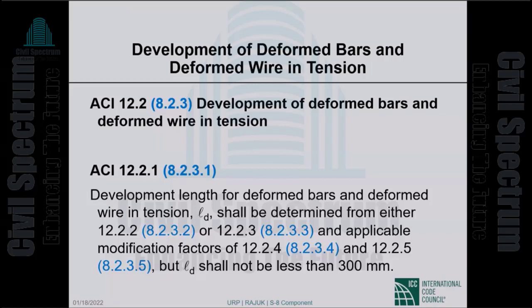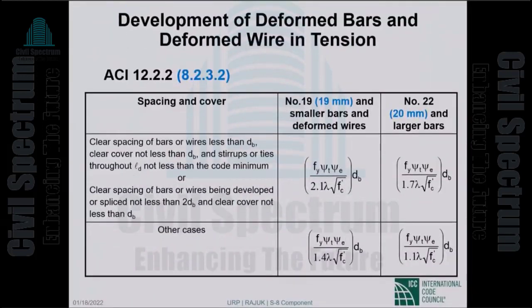Development length of deformed bars in tension, we have two different ways of figuring it, but the absolute minimum development length is 300 millimeters, 12 inches. There are two ways of doing it. First is using this table, and the second is an expression. This table has two columns. The first one is clear spacing of bars or wires not less than D sub B, clear cover not less than D sub B, stirrups or ties.